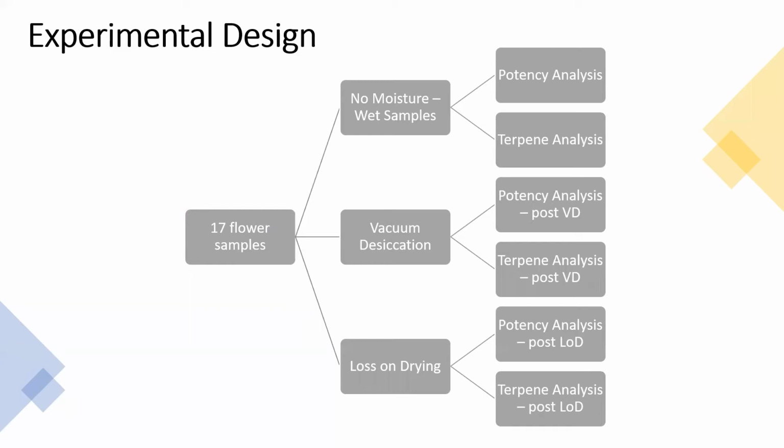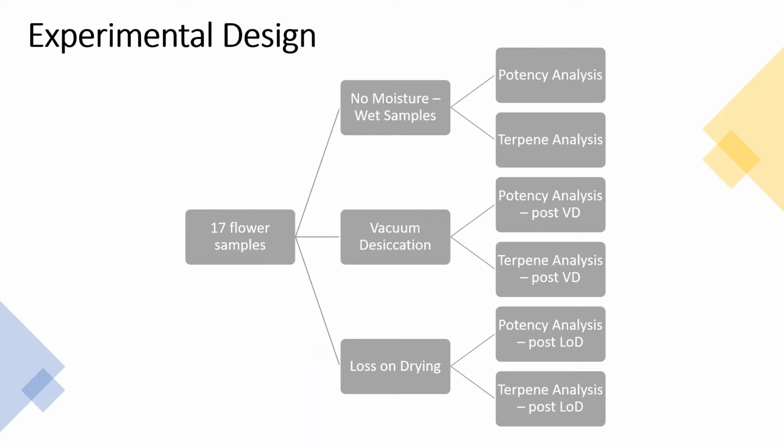Now that I've presented information regarding both loss on drying methodology and vacuum desiccation methodology, we can further discuss the experimental design of our method validation and the evidence that supports our suggestion that vacuum desiccation is a more accurate way to obtain moisture in cannabis flower.